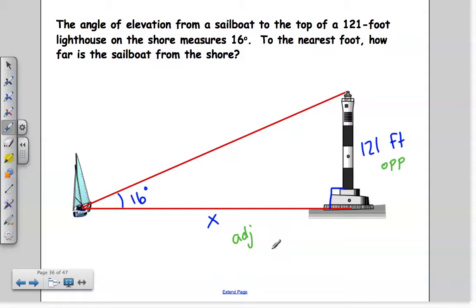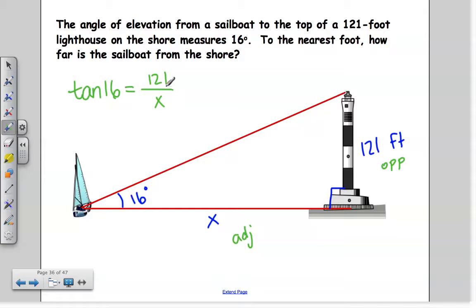And which trig function relates opposite and adjacent? That is tangent. Now you're always doing the sine or the cosine or tangent of the angle. Here I'm doing the tangent of an angle that measures 16 degrees. And tangent equals opposite over adjacent, 121 over x.